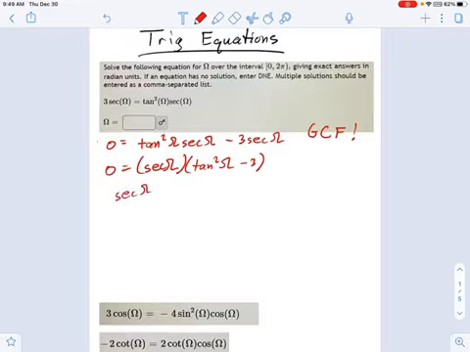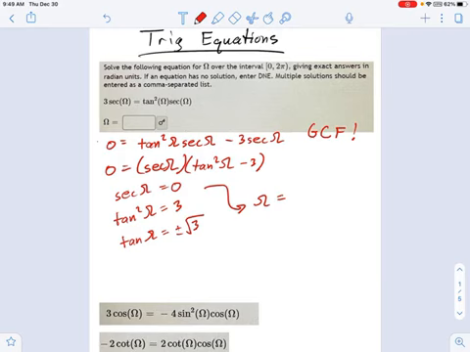We get secant omega equals 0. And we get tangent squared omega equals 3, which leads us to tangent of omega equals plus or minus, don't forget that plus or minus, square root of 3. Now we have a bunch of angles that come out of this. So where does secant equal 0?